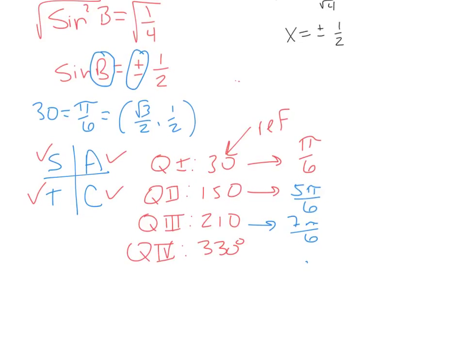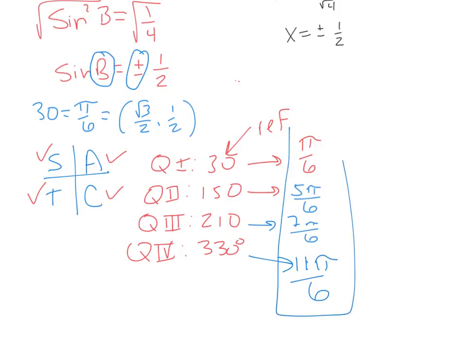Using that same logic, 3 goes into 33 how many times? That is going to be 11 pi over 6. So these are all of my solutions. Okay, I'm going to go ahead and go to the next slide.